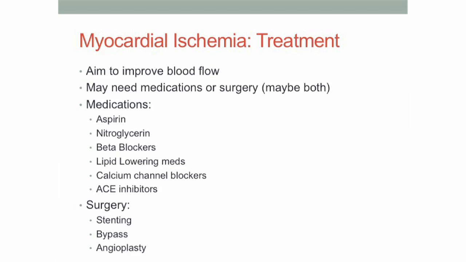Some treatment that can be done for myocardial ischemia is to aim to improve blood flow. May need medication or surgery or both. Some medications that can be taken are aspirin, nitroglycerin, beta blockers, lipid lowering meds, calcium channel blockers, and ACE inhibitors. Nitroglycerin opens up the blood vessels, allowing blood to flow to the heart easier. Beta blockers help slow the heart rate and relax the heart muscle. Lipid lowering medications lower the LDL content in the body, helping to control the amount in the blood and arteries.